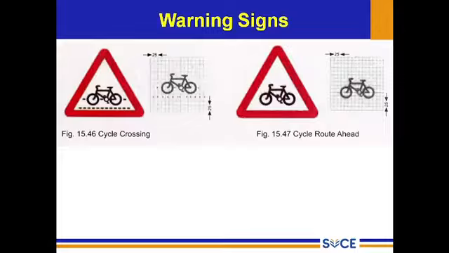Next, the cycle crossing. The cycle crossing is there. So people may cross using cycles. So this type of symbol they use. And cycle route ahead. So this type of symbol is given. For the crossing, there is a bottom dotted line given. Without the dotted line, it indicates cycle route ahead.